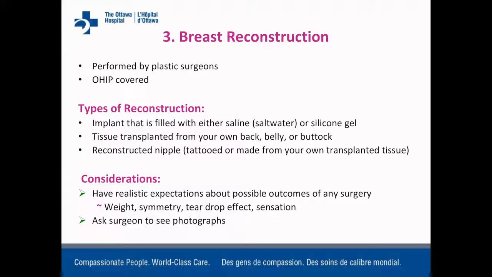And this really, having a visual really helps women with their decision making, should that be good for you.